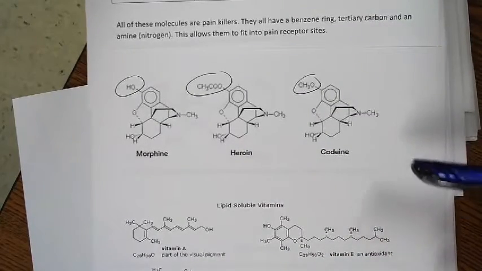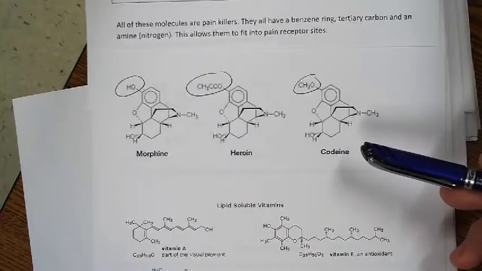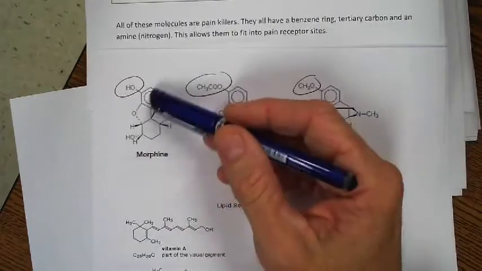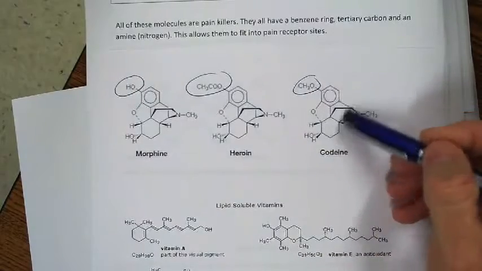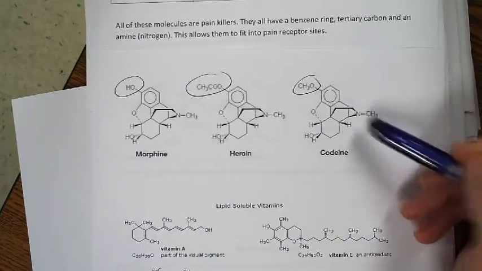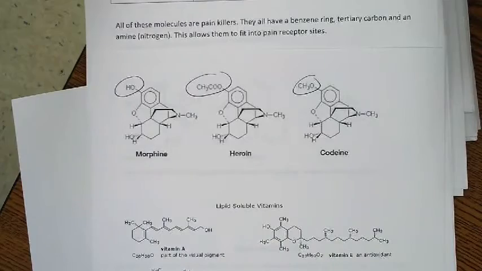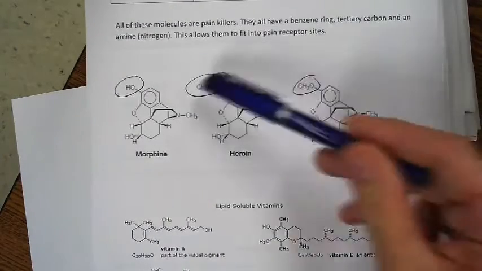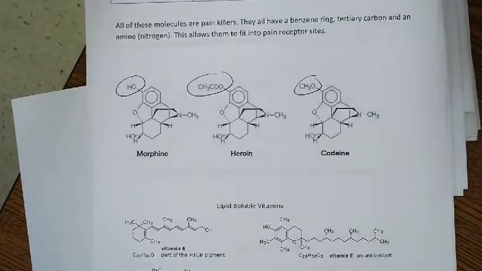People that are trying to develop better painkillers know that they have to have this shape to fit into opioid receptor sites. So you see this is a benzene ring, this is a carbon chain here. They have a 3-carbon chain attached to it and a nitrogen in there as well called an amine group. And so they have to have that basic shape.